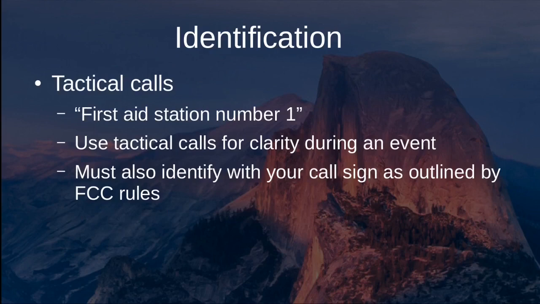Other means of identification, let's say you're working some type of public event. Let's say you're working a race, a marathon, and you can use what's called tactical call signs. So it would be impractical for a bunch of hams to identify themselves by their call signs only if they're working certain parts of the race. Let's say they're working first aid stations 1 through 5. So people would get confused if the ham radio operators just utilize their call sign. They should use something called a tactical call sign.